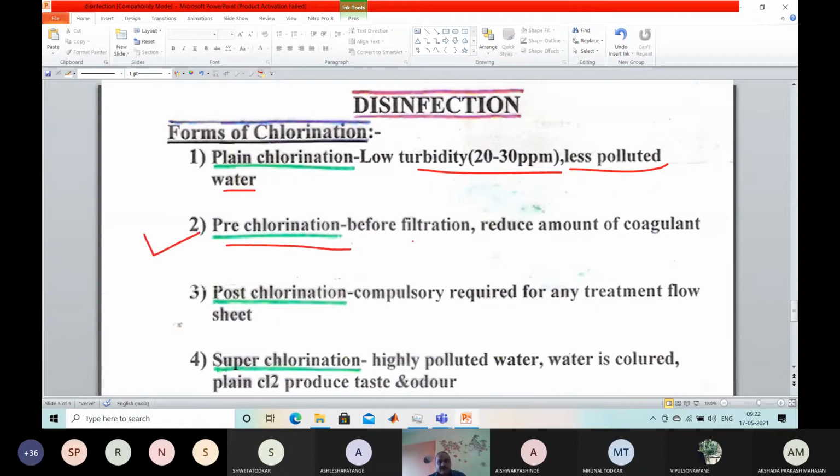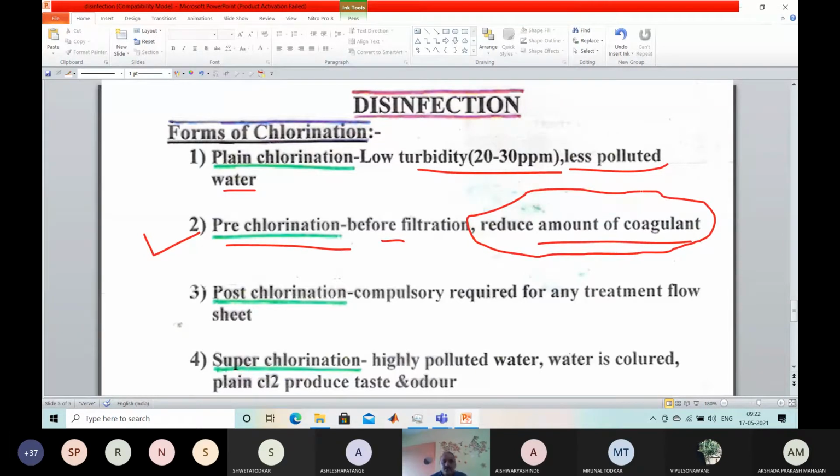Now, the second form is pre-chlorination. Before filtration, it reduces the amount of coagulant. Mostly we apply post-chlorination, where we apply the chlorine after filtration. But in some cases, we can apply the chlorine before filtration to reduce the amount of coagulant.